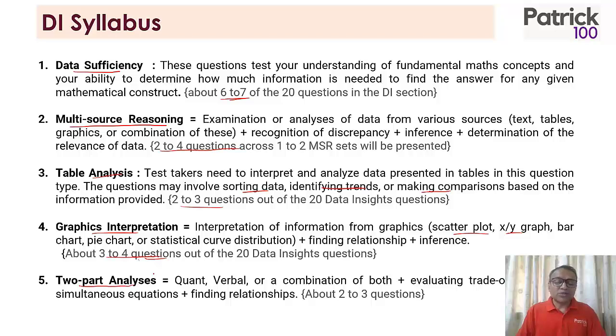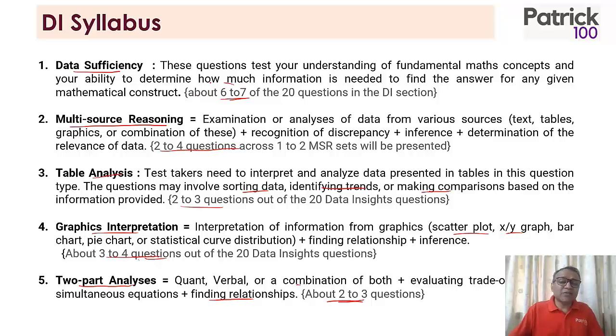And then two-part analysis. Two parts are given to you and you have to find the relationship. It may be a combination of quant and verbal type. Around 2 to 3 questions of this. You need to look at both parts and try to solve both parts. So these are the breakups.